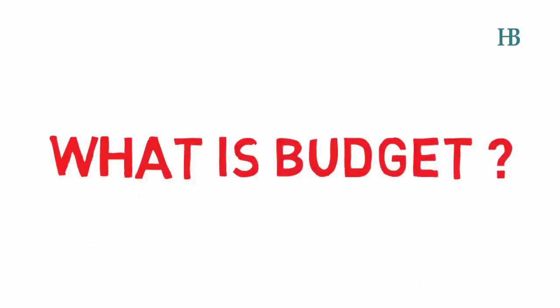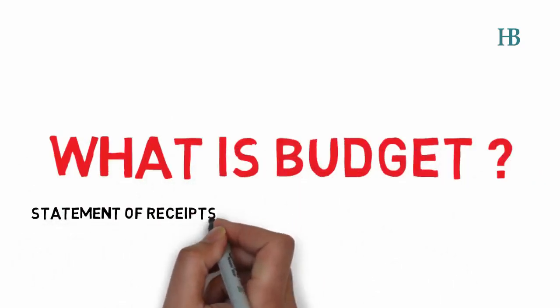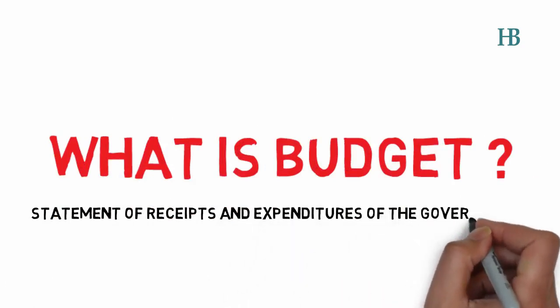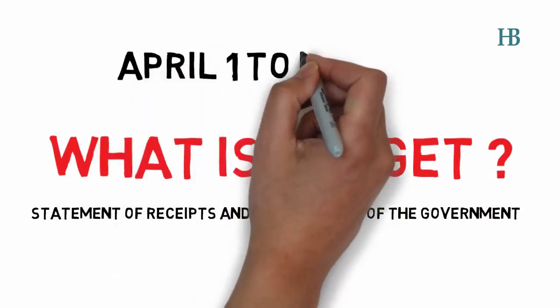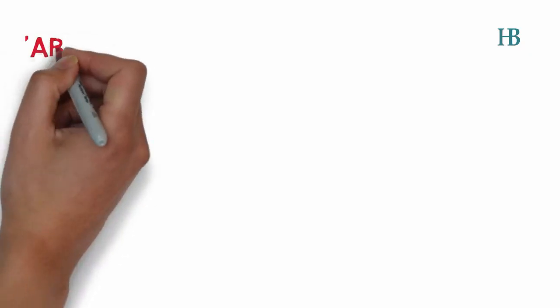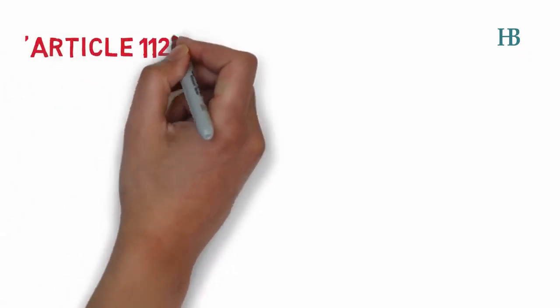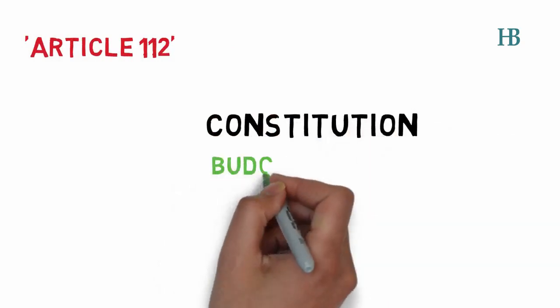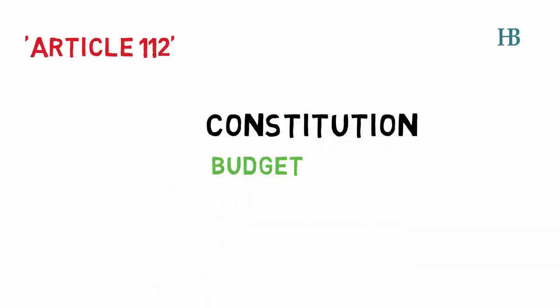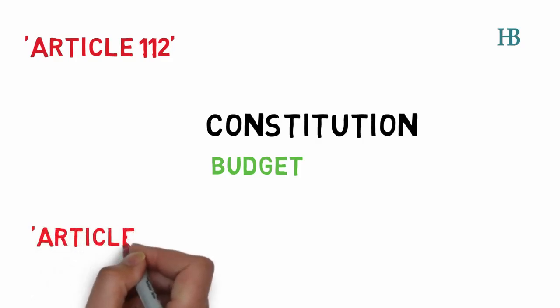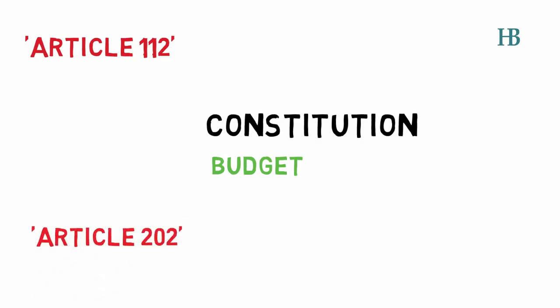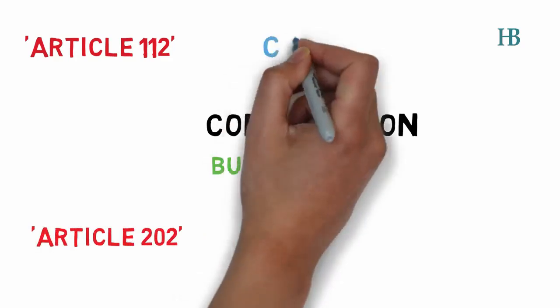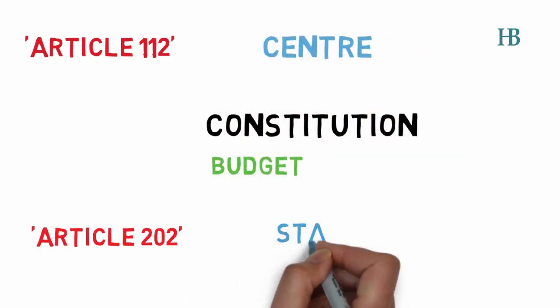Now, what is a budget? The budget is a statement of receipts and expenditures of the government for the financial year, that is from April 1 to March 31st. In Article 112 of our Constitution, the annual financial statement is mentioned, which we also call the budget, for the central government. Likewise, Article 202 is for state governments. These are two important points which you should remember: Article 112 and Article 202. One for the center and one for the state.